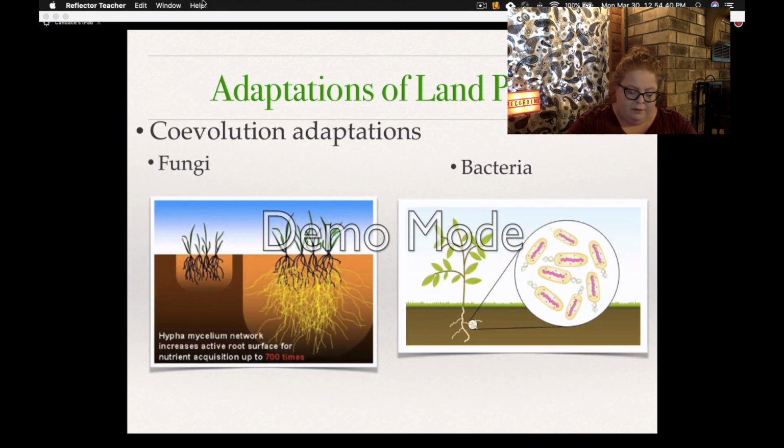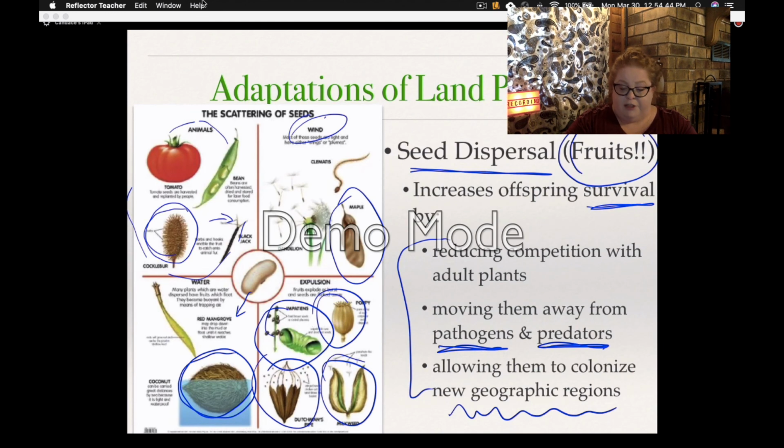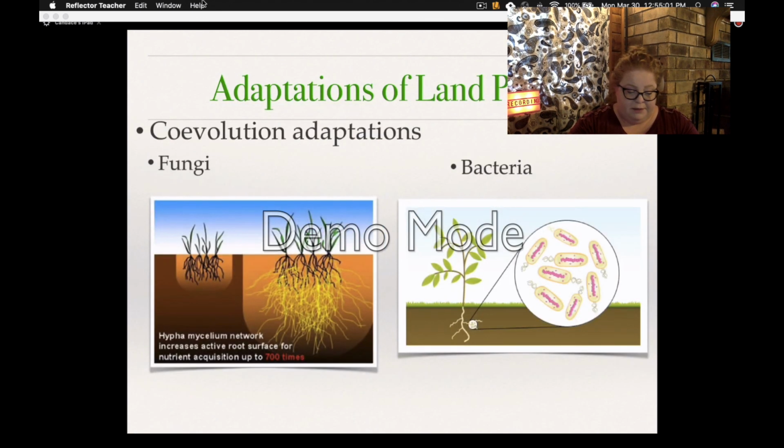Those adaptations of fruits are only going to be present in our angiosperms. Seed dispersal in our gymnosperms is basically through those cones. That's essentially how that works.